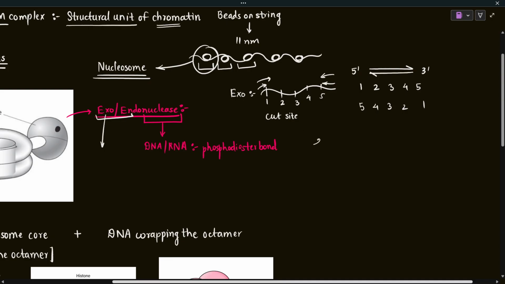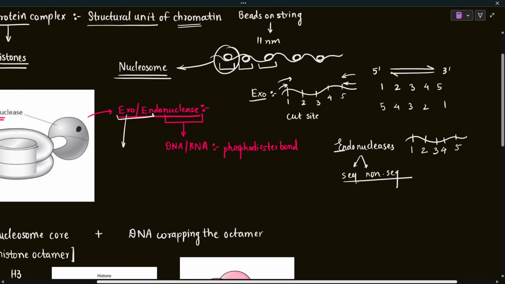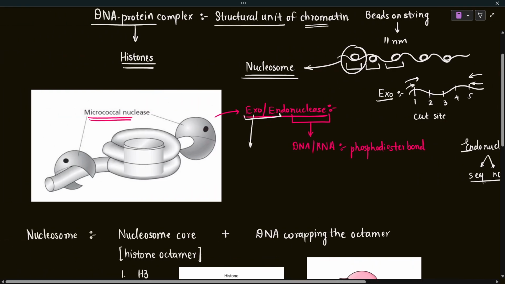While endonucleases can cut DNA at any site. I mean, they can cut DNA randomly. They can cut at second, then they can cut at 5, they can cut at 4, 5, and 3. So they can cut randomly at any sites. They can be sequence specific or non-sequence specific. Okay, so those are the endonucleases and exonucleases. MNase has both of these activities, endonuclease activity and exonuclease activity.